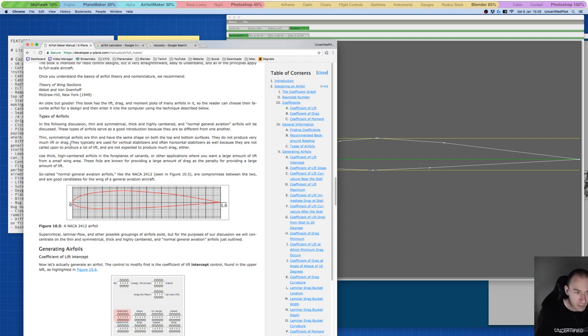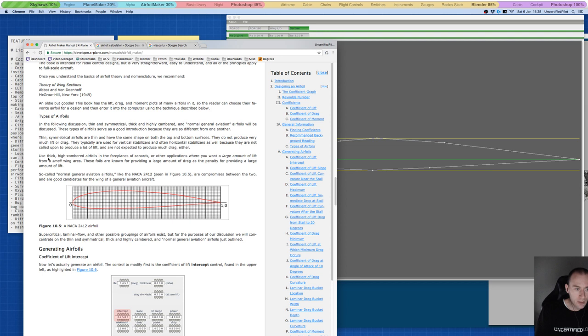Oh yeah, they produce very little lift. They typically are used for vertical stabilizers and often horizontal stabilizers as well, because they are not called upon to produce a lot of lift. I mean, symmetrical also produces lift and is not expected to produce much drag either.